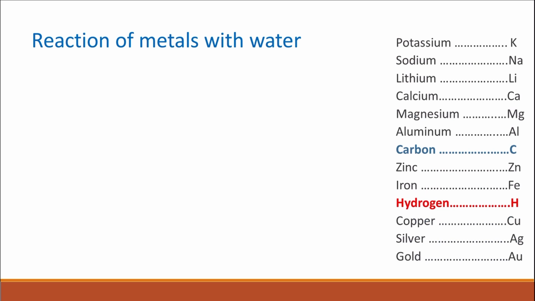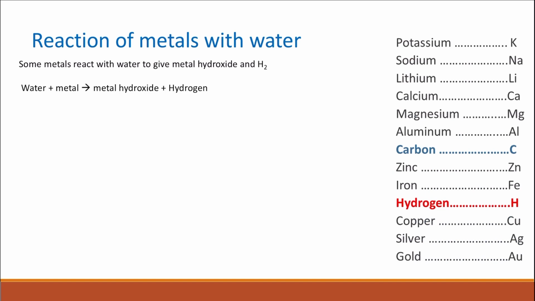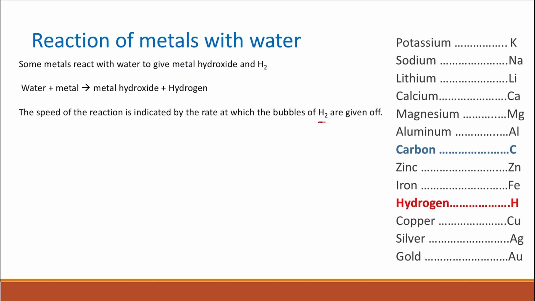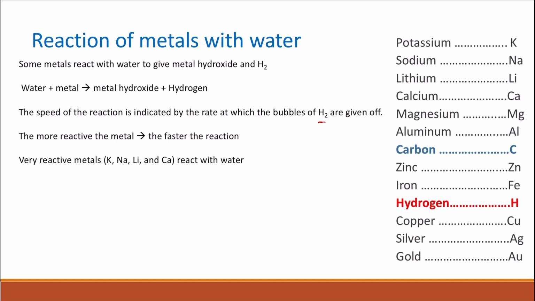Metals also react with water. Some metals react with water to give metal hydroxides and hydrogen. The word equation for that is water plus metal gives you metal hydroxide plus hydrogen. The speed of the reaction is indicated by the rate at which the bubbles of hydrogen are given off, the same way as we've seen with the reaction with acids. The more reactive the metal, the faster the reaction.